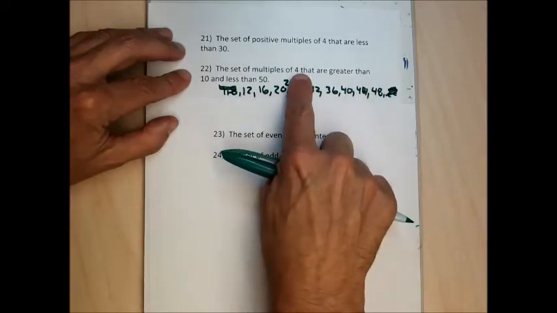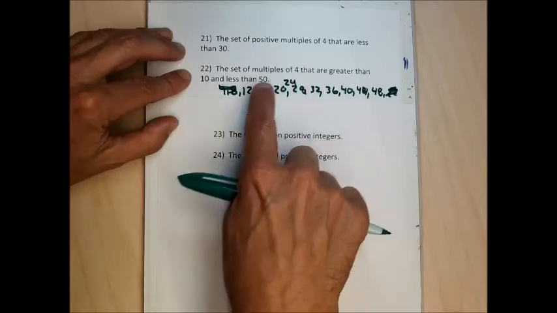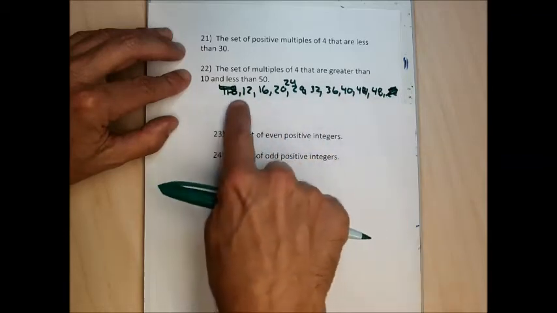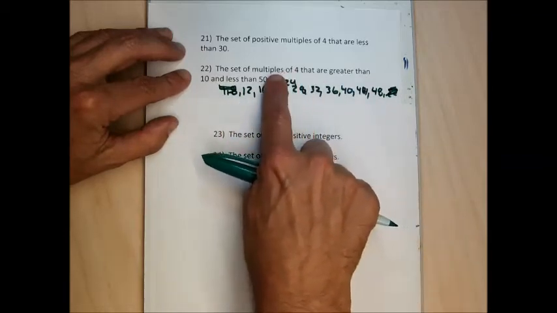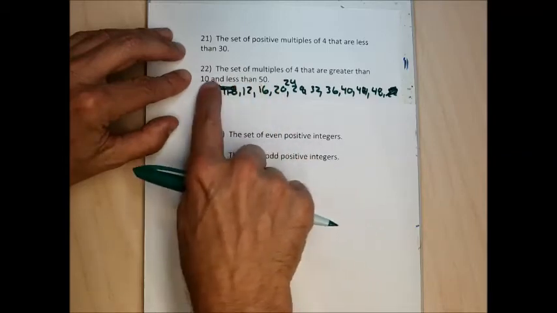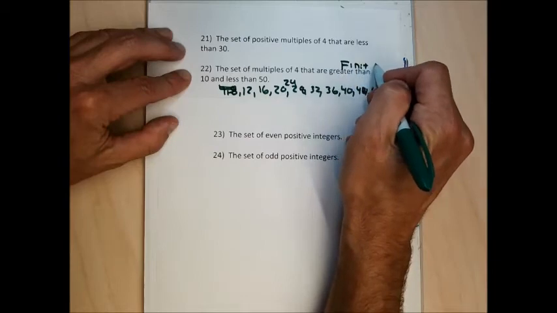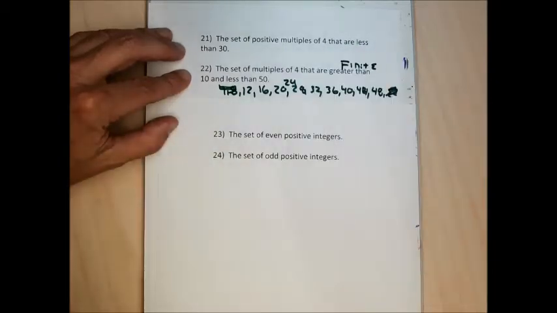It's possible to list all the multiples of 4 that are bigger than 10 and less than 50. These are the only numbers. In general, multiples make an infinite set, but if I'm only looking at a specific group of multiples, that makes for a finite set. The answer for my 22 is that this is going to be a finite set.